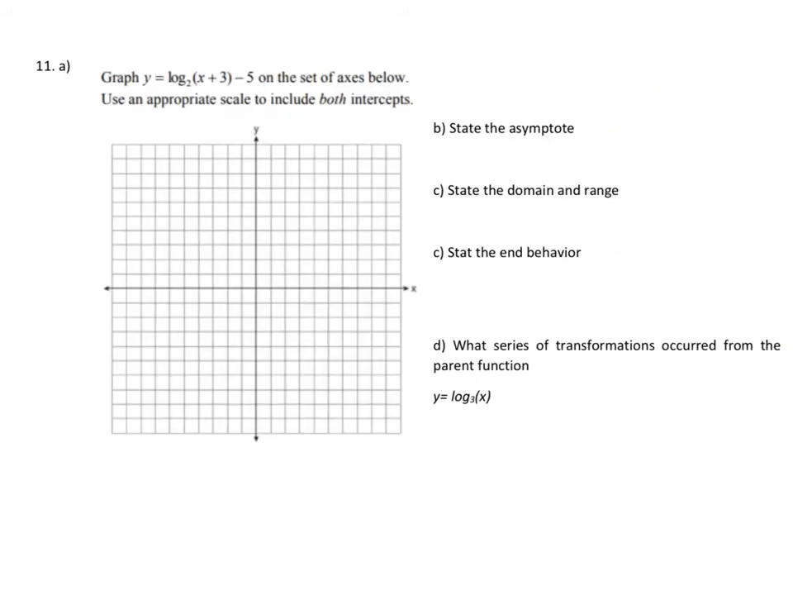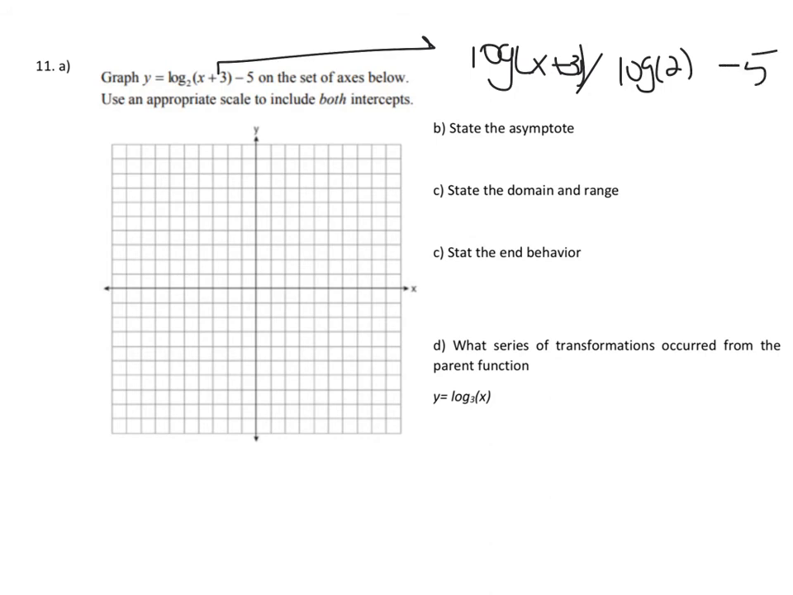Okay, for this guy, you're going to graph a log. To graph a log, you want to make sure that you type it into your calculator in the y equals split up using the change of base. So you're going to do log(x plus 3) divided by log 2, minus 5. Make sure you close the parentheses that I have here, like this guy, that guy, and that guy. Put that into y1, and you're going to get a graph.